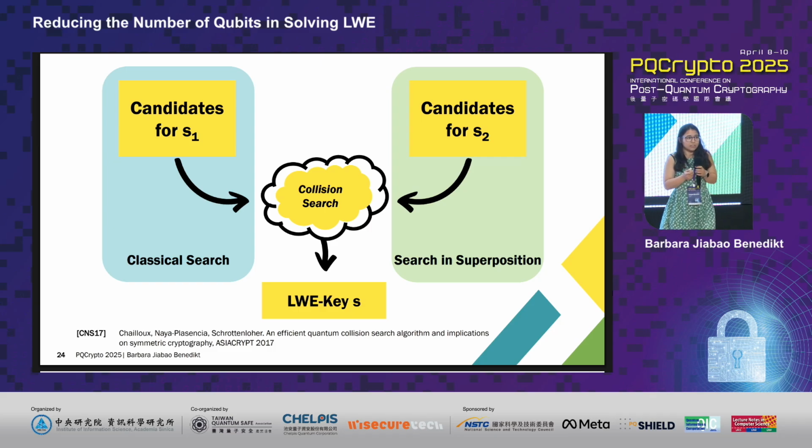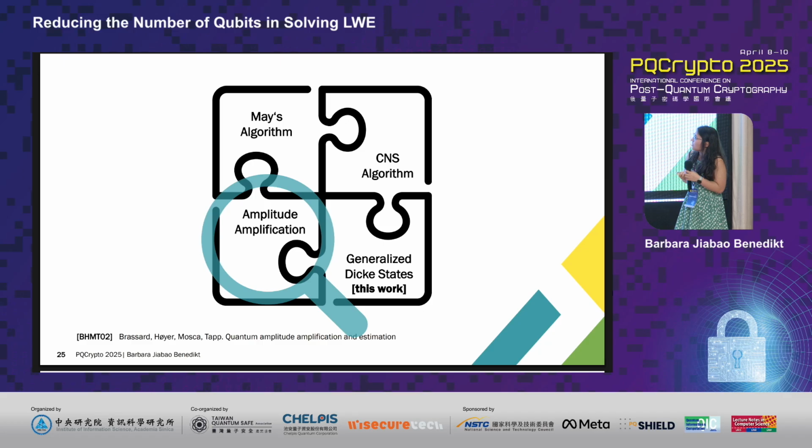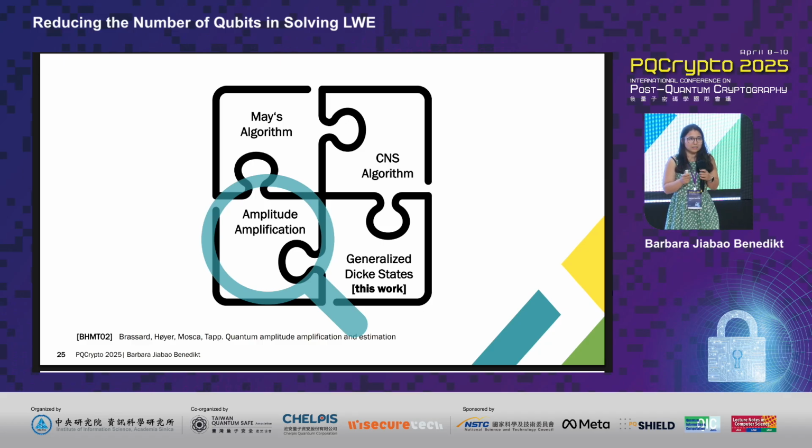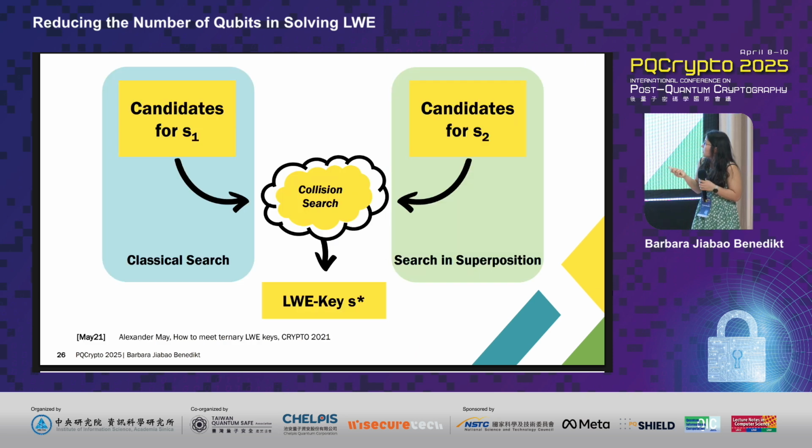The second part of the solution, S2, we will search in superposition for. How do we do that? Searching in superposition is just another word for doing a Grover search, or generally spoken, an amplitude amplification. To understand in a better way how we can combine amplitude amplification with the LWE solver, we need to take a step back and go to that picture.